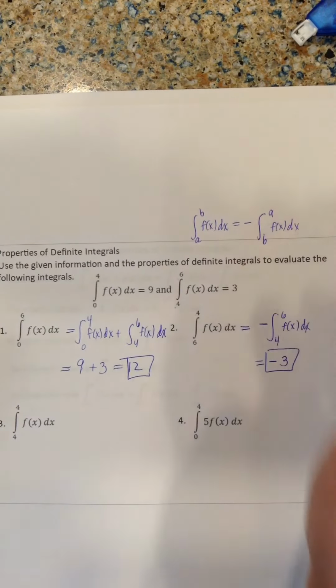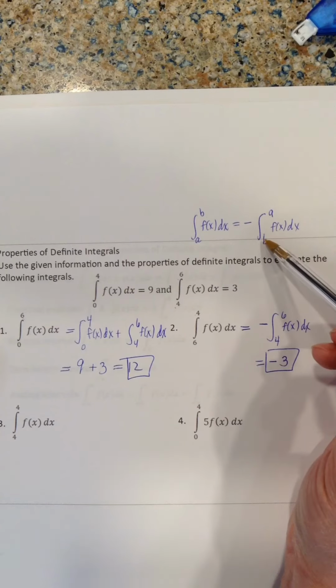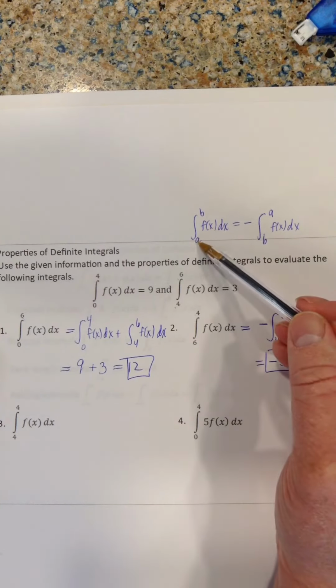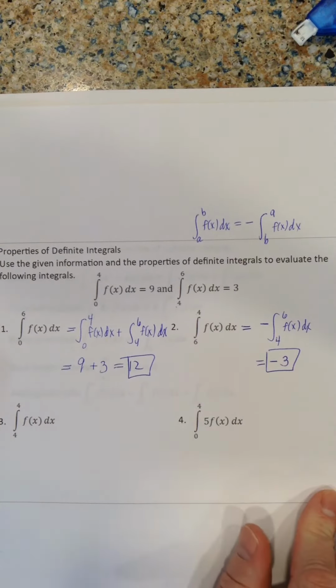So if you change the order, and you could do this for yourself, you can create a problem and work it out, set the limits of integration backwards or inverted, and you will see that you just get a negative value.